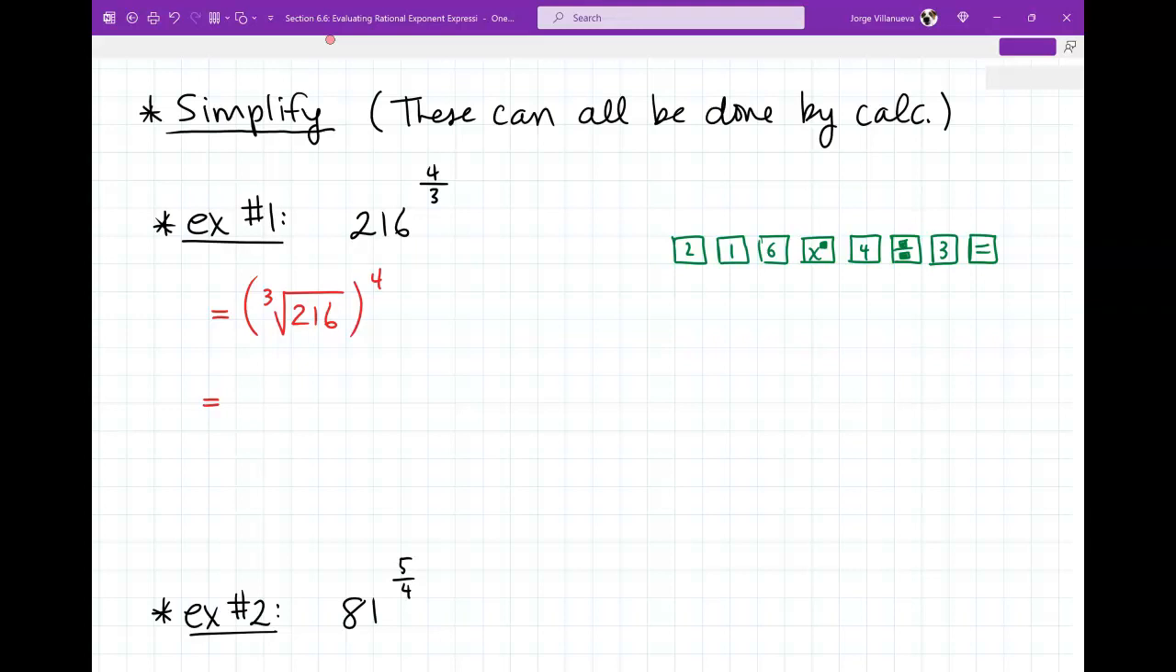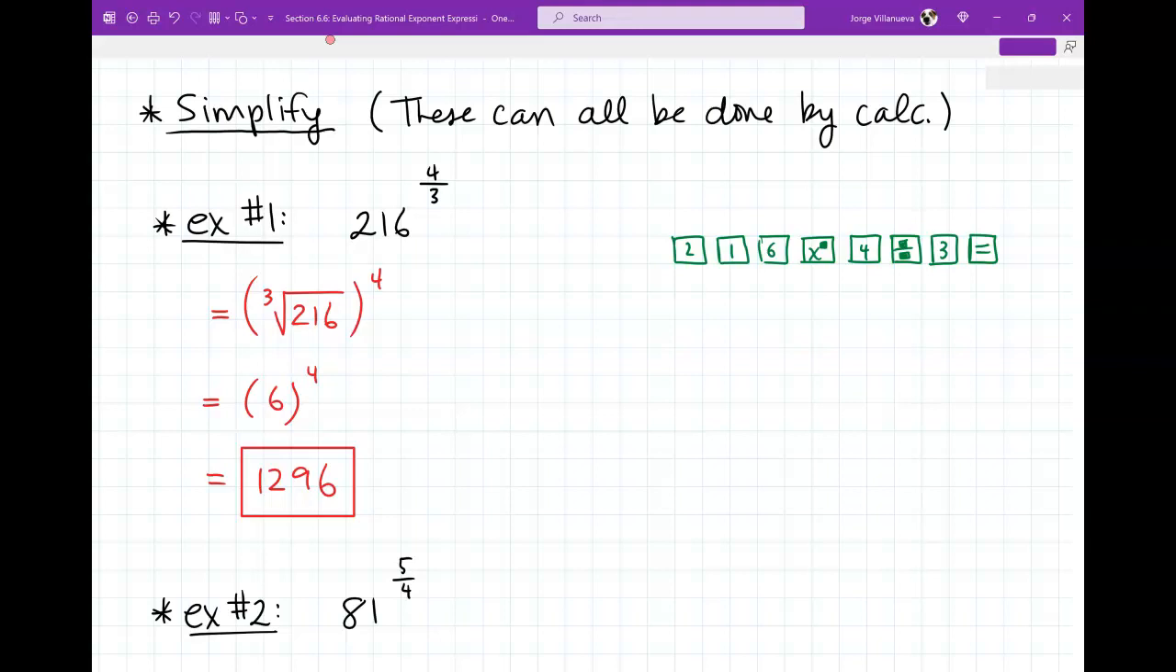216 comes out to what? 6. And what's 6 to the 4th power? So I'm going to put 6 to the 4th power. That's 1296. Same answer. But notice in this case, I used my properties to work it out. I rewrote it as a radical, and then I just used my calculator to help me simplify.